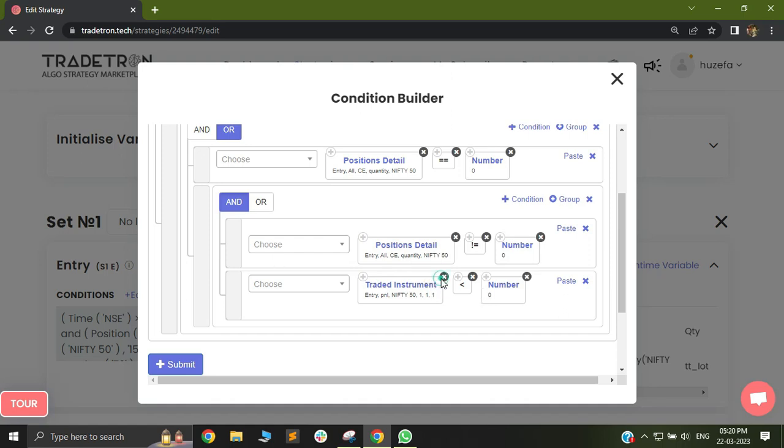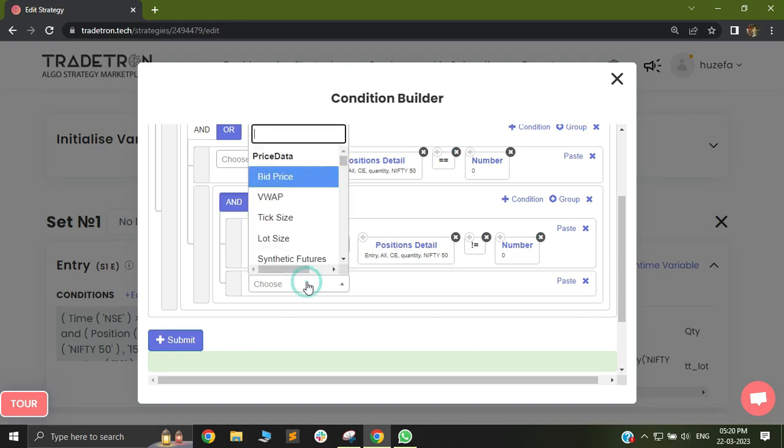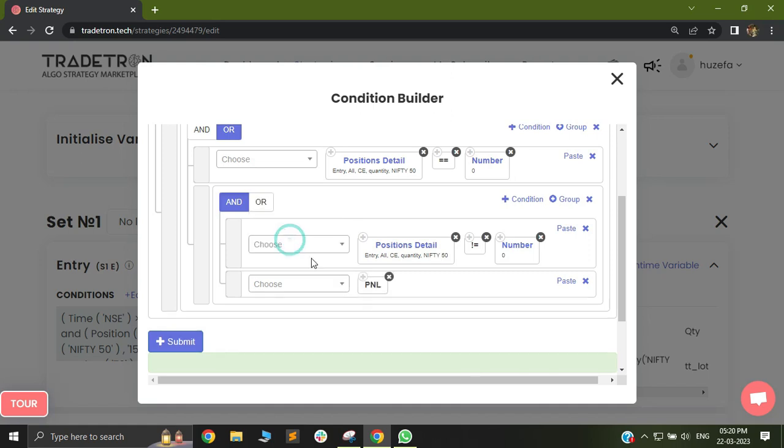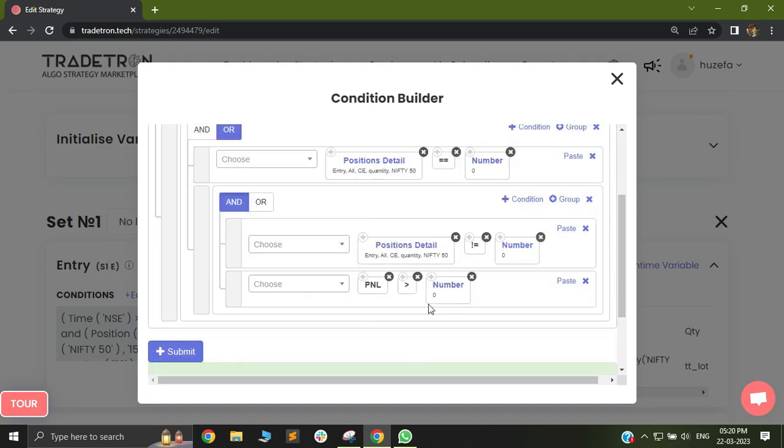What if I want this re-entry not to be based on the last trade, but to be based on the overall PNL? So if my strategy on an overall basis, all the trades taken, if on an overall basis it is profitable, only then I want to allow the next entry. So in that case, I will use another keyword called PNL. So I'll use PNL is greater than number 0. So this will be able to signify if my PNL is more than 0, which means I have a profit. In that case, a re-entry will be triggered.